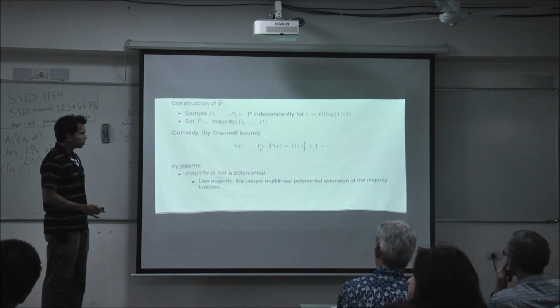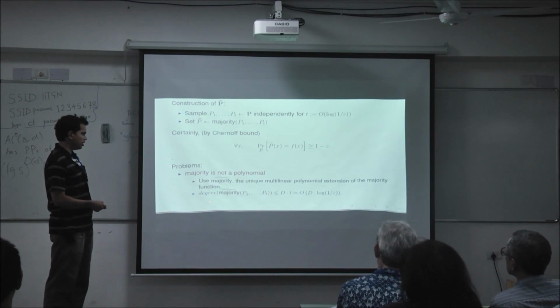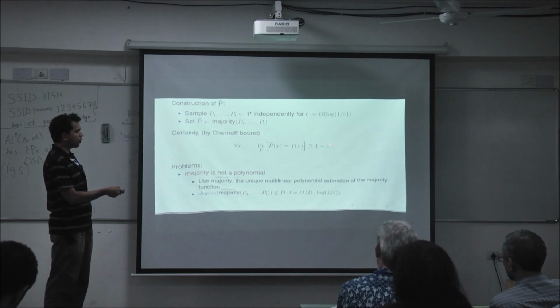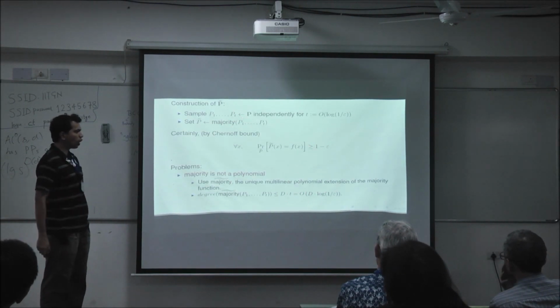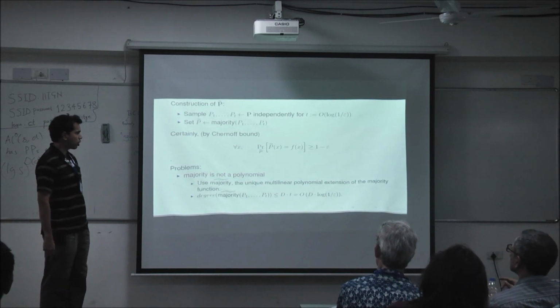So it seems like you're done, but there is a small problem here. The degree of this polynomial is going to be at most the degree of the original polynomials times t. And if I want the error to be epsilon, I'll have to choose t to be log 1 over epsilon, because the error goes down exponentially. So the overall degree will be d times log 1 over epsilon.